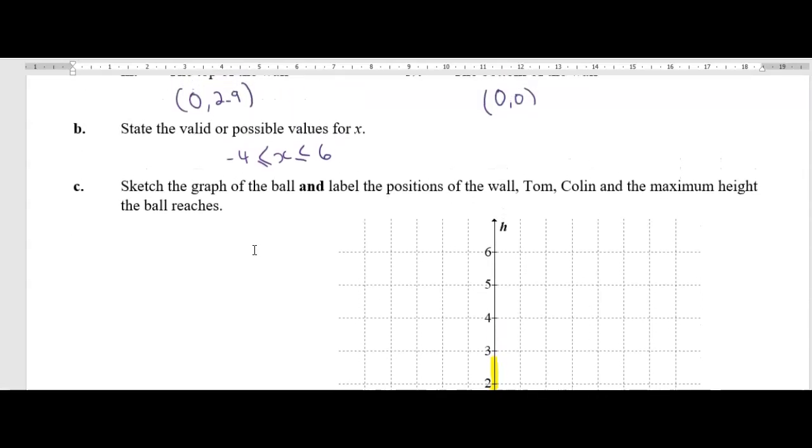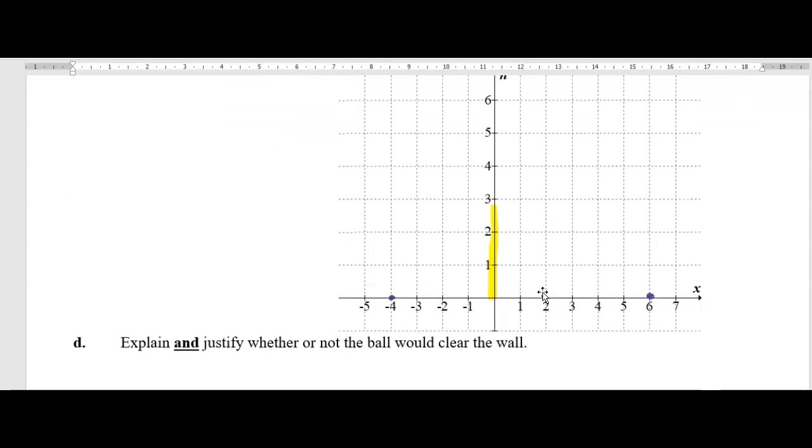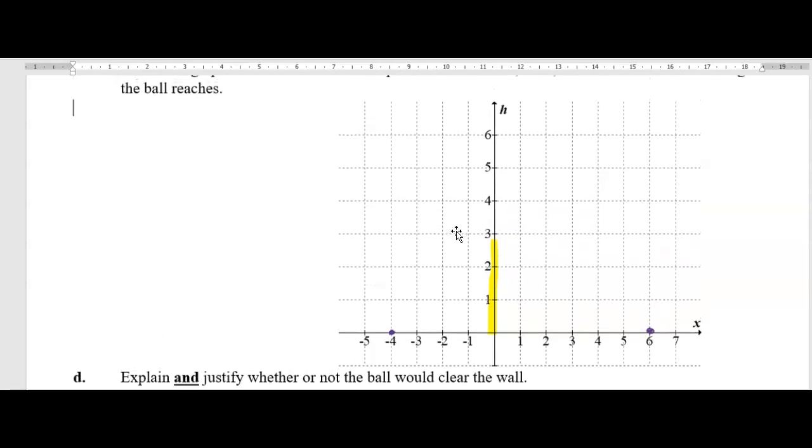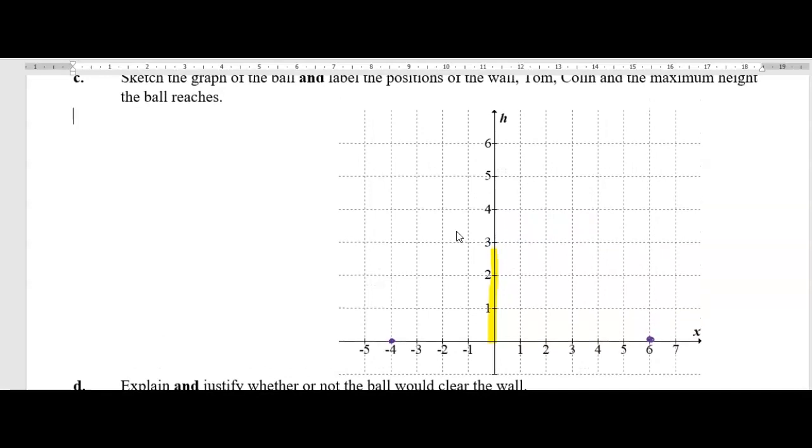Okay, so what we've got so far is just the x-intercepts. We don't know whether it can go across the wall or not. So we need to find now the y-intercept and the turning point. So I'm going to show you both how to do it by hand and on the calculator. So let's do the y-intercept first.